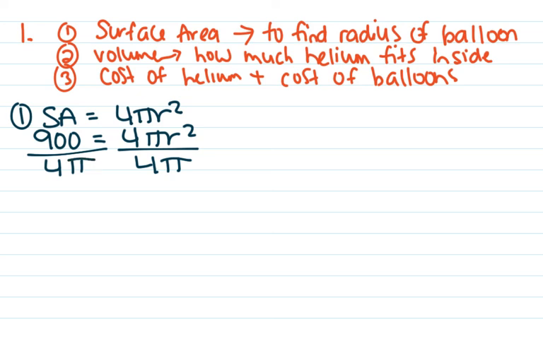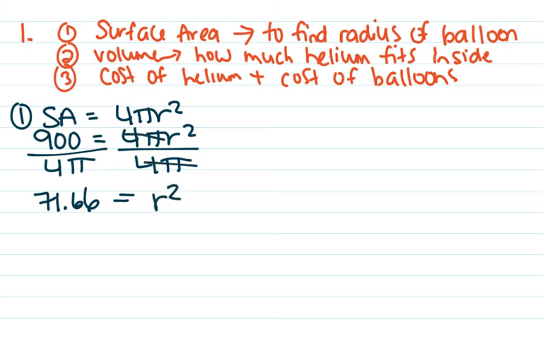Remember that pi is just a number. We just use a symbol to represent it because it's an unending decimal. So it's fine if we just divide both sides by pi. It's just like dividing by a number. So on your calculator, you can do 900 divided by 4 pi, and that equals 71.66. And on this side, the 4 pi and the 4 pi can cancel out, and we're left with r squared.